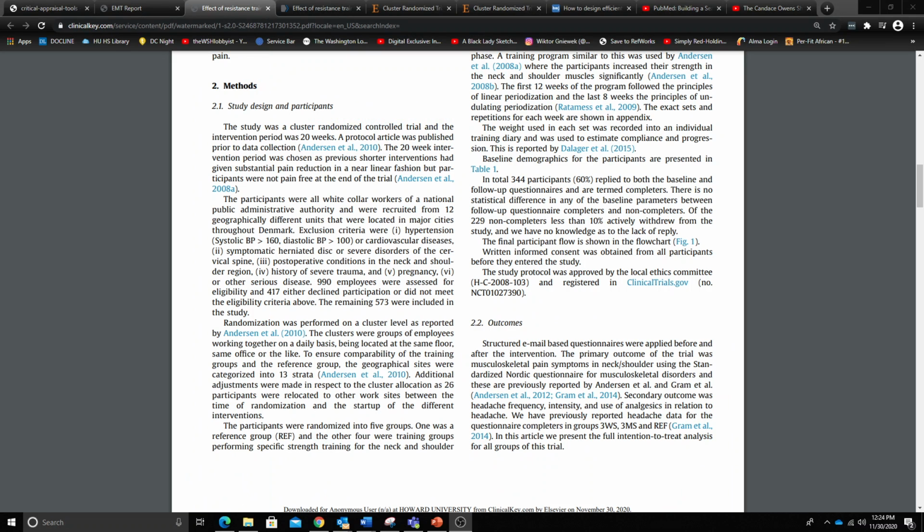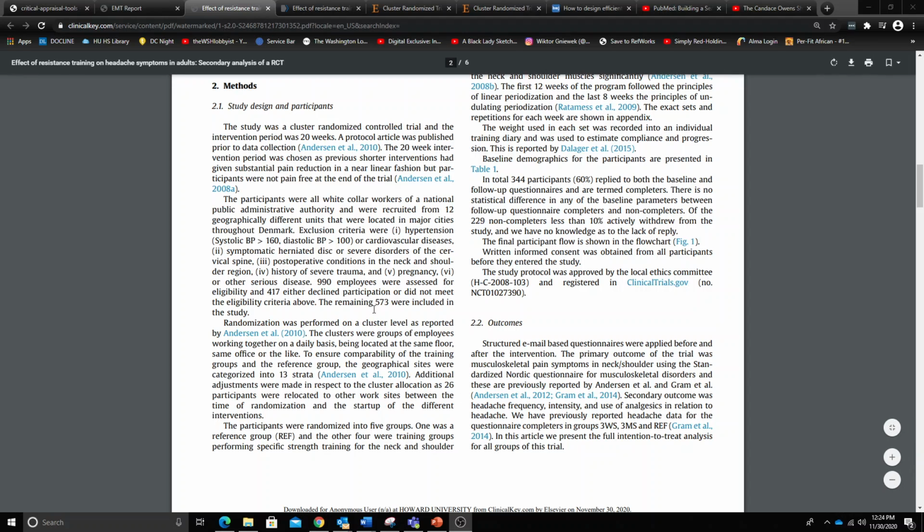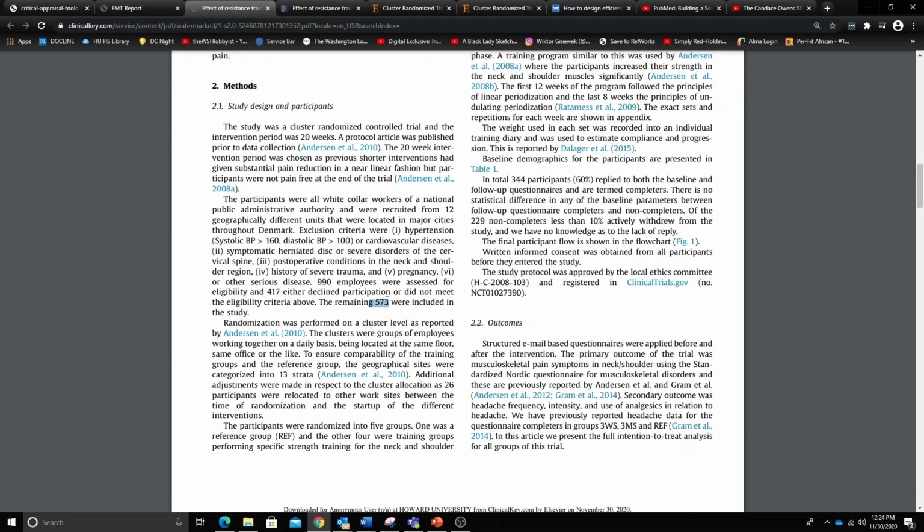If we head to the methods section of my example research paper, we can see that 573 office workers were randomly allocated at the cluster level. And here it says randomization was performed on a cluster level, and that clustering was put into 5 groups.